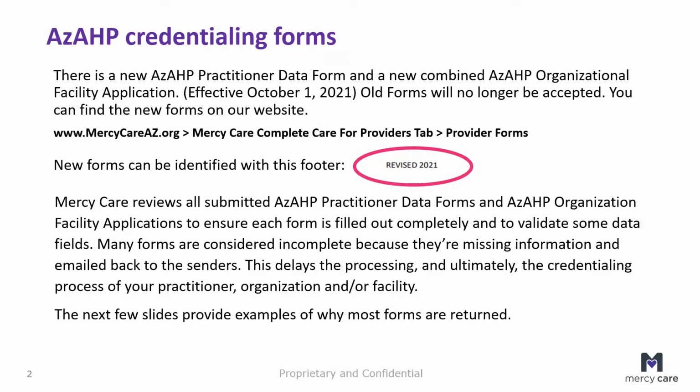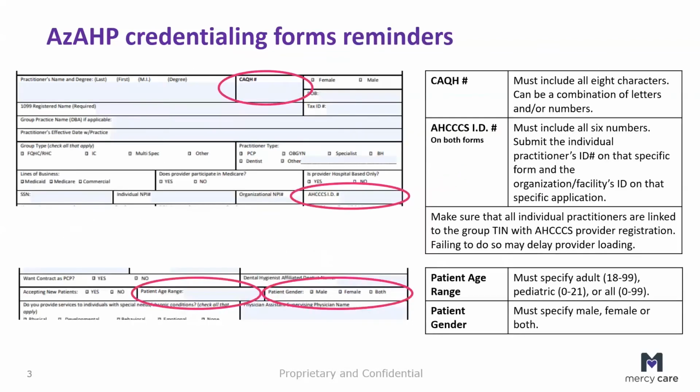The next few slides that we're going to go over, we're going to identify some examples of why most forms are returned. The first field we want to call your attention to is the CAQH number. It must include all 8 characters. It can be a combination of letters and or numbers. The access ID must include all 6 numbers. If the form is the AzAHP practitioner form, make sure that you're using the practitioner's access ID. If it is the organizational facility form, make sure that it is the access ID for the organization or the facility.